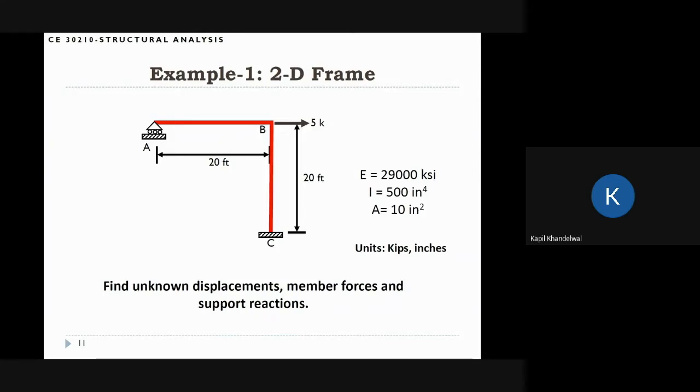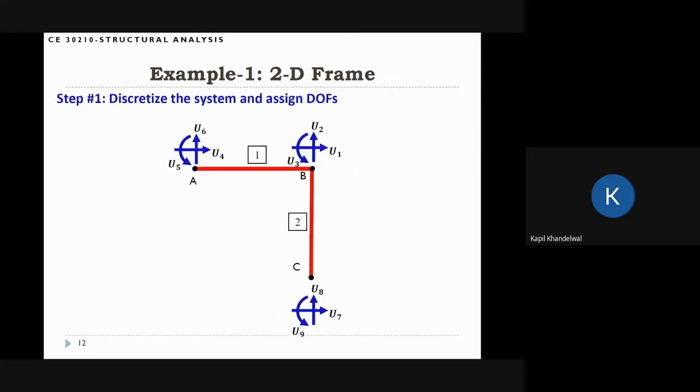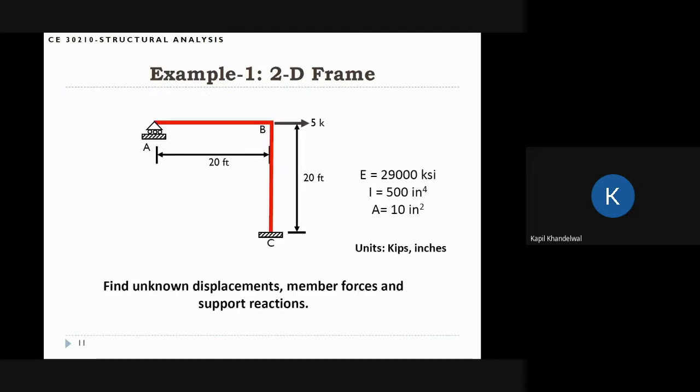So let's get started. The first step is to discretize the system and assign the degrees of freedom. In this case, we are discretizing into two elements. One element is AB, which is like a beam element. The second member is a column member, BC. And we are assigning the degrees of freedom. So if I go back and think about what the free degrees of freedom are, you can see that at node B, there is a node B here.